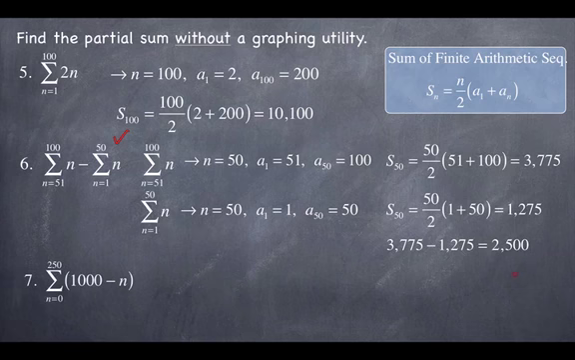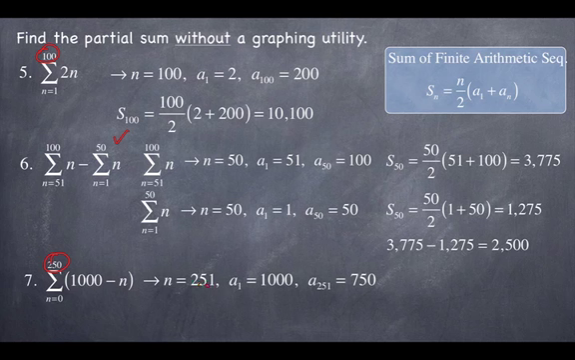Number 7. Basically we apply the same idea, same formula. The first term is 1,000. The last term is 750. You're adding a total of 251 terms. Why 251 terms? Over here we have 100, and that's the number of terms we're adding. Here we have 250, and we're adding 251.